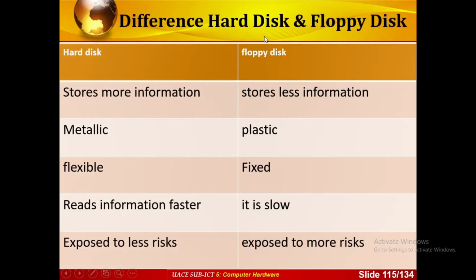And here we can differentiate between a hard disk and a floppy disk. Remember, a hard disk always stores more information than a floppy disk. The hard disk is metallic, while the floppy is plastic. The hard disk is fixed, the floppy is flexible and holds up to 1.44 MB. The hard disk is faster, while the floppy is slow. The hard disk has fewer risks, while the floppy has more risks.